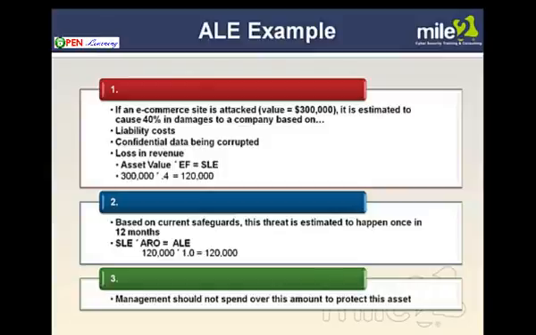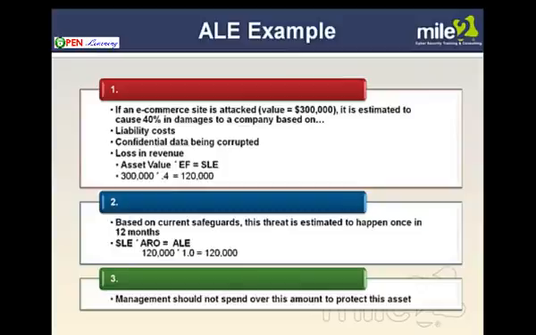And just here are some examples, kind of showing how we can have different situations. If an e-commerce site is attacked, maybe its value is $300,000, and it's estimated to cause 40% in damages to the company based on these different situations. You put it into the formula and essentially multiply it, the asset value times the exposure factor, and you get your single loss expectancy, which is just per incident.